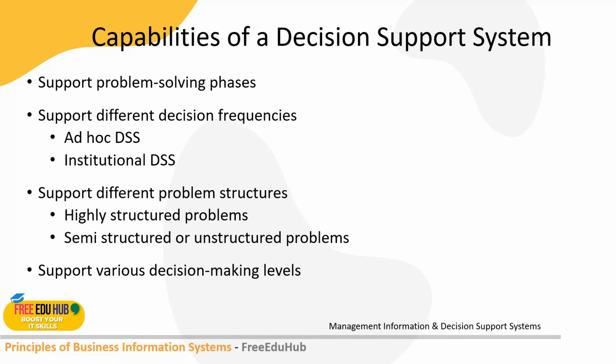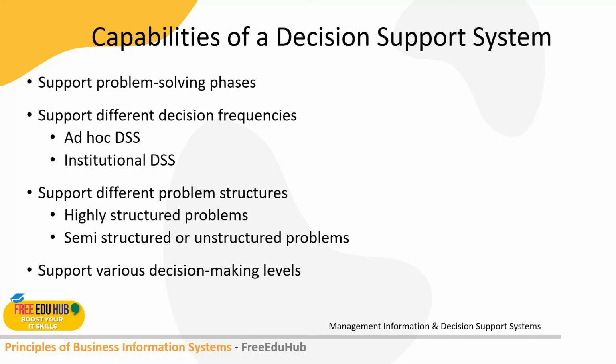Repetitive decisions are addressed by an institutional DSS. An institutional DSS is a DSS that handles situations or decisions that occur more than once, usually several times per year. An institutional DSS is used repeatedly and refined over the years until it is mature enough. For example, it is used to assist help desk staff in solving the problems of employees, the computer problems and queries that they are facing on a day-to-day basis. Then we have support for different problem structures, for example, highly structured problems.